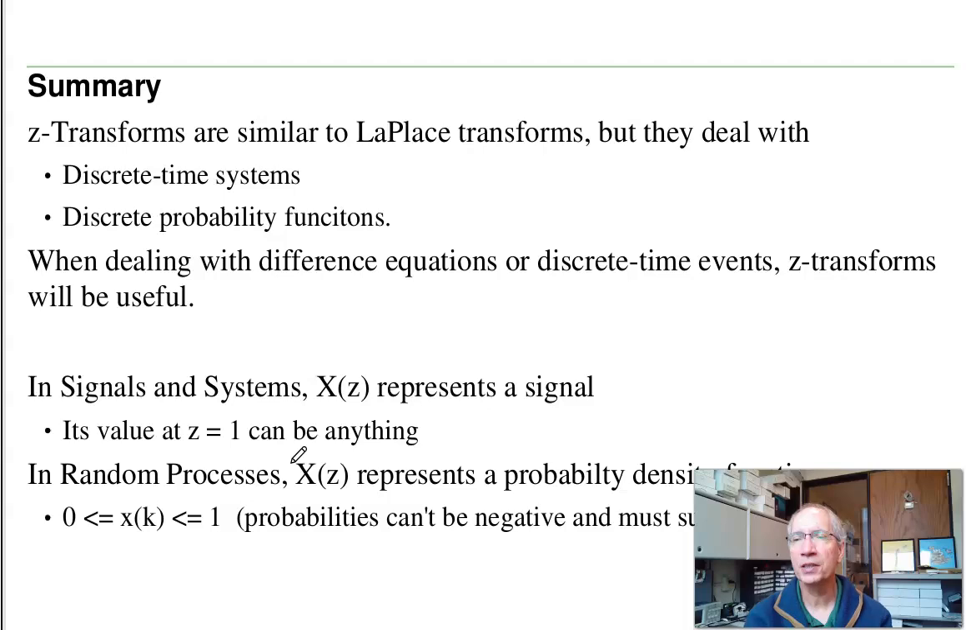Now in signals and systems, the Z transform represents a signal, and its value at k equals 0 could be anything. In random processes, x of z represents a probability density function, and all probabilities have a probability between 0 and 1. So in this class, it's going to be slightly different. In signals, the Z transform could be anything. In this class, it has to be a valid probability, meaning all numbers have to be between 0 and 1.